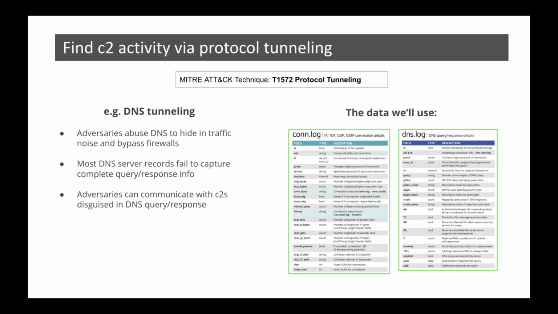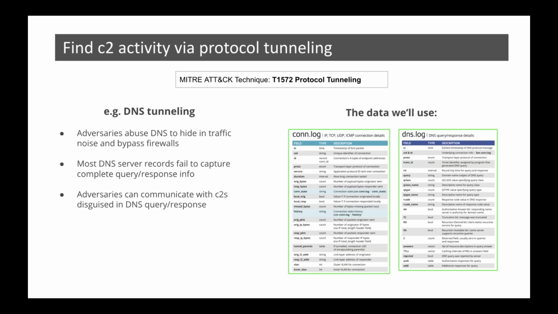Thanks, Vince. Our third and final example here: finding C2 activity via protocol tunneling. This is MITRE ATT&CK technique 1572, protocol tunneling. The specific example I'm going to use is around DNS tunneling. DNS is an incredibly noisy, voluminous part of your network, and therefore adversaries love to tunnel inside of DNS traffic to hide communications, sometimes even data exfiltration.